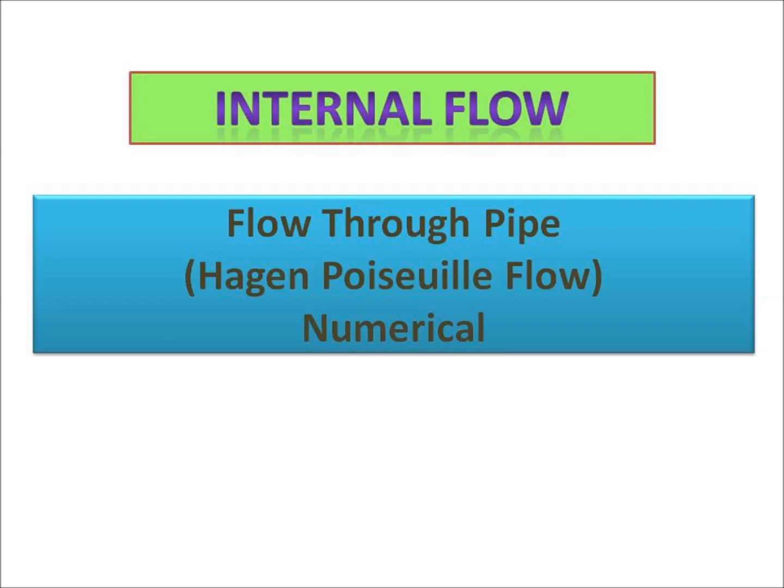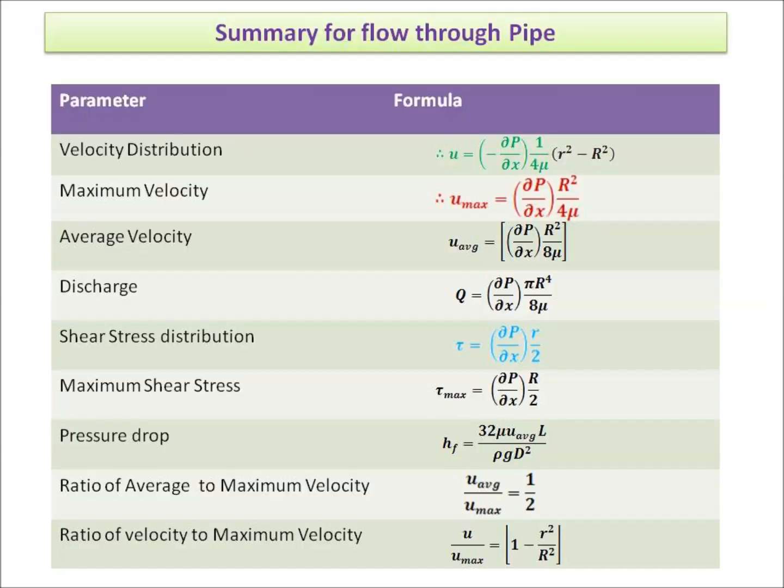So already we have seen the derivation for flow through pipe, that is Hagen Poiseuille flow, and from this we got the various equations for velocity distribution as u = -∂p/∂x × 1/(4μ) × (R² − r²), the maximum velocity equation u max as ∂p/∂x × R²/(4μ).